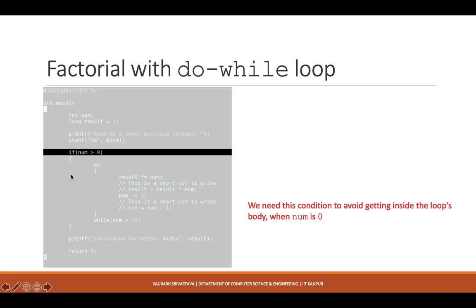So this is why I have put an if block here. If num is greater than 0, only then will this loop run. Otherwise, as you remember how if works, if the condition is false, I'll simply jump to this printf statement, and result's value will not be changed. So if the user enters 0, result's value remains 1, and I can simply say that factorial of 0 is 1.